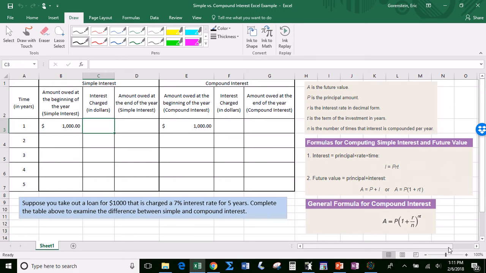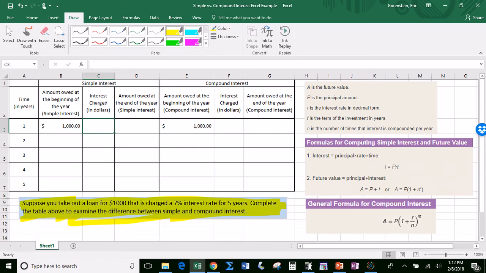So I have down here at the bottom a problem that we could use as a way to explore this topic. Suppose you take out a loan for $1,000 that's charged a 7% interest rate for 5 years. What happens year by year to that $1,000 according to the 7% interest rate? First in the context of simple interest and then in the context of compound interest.